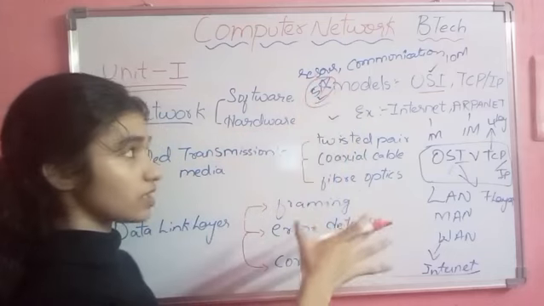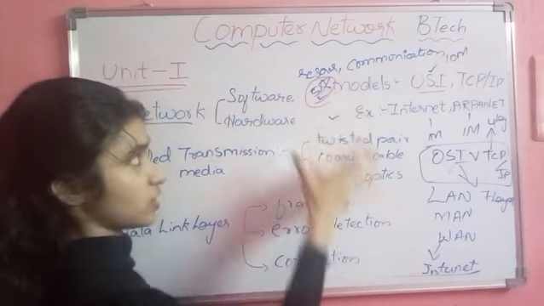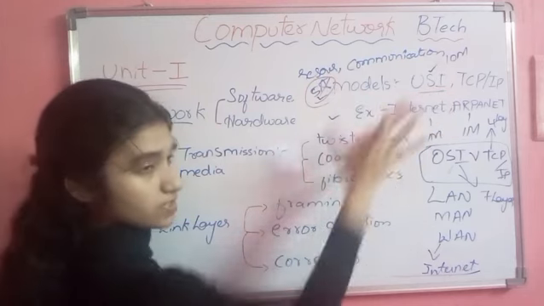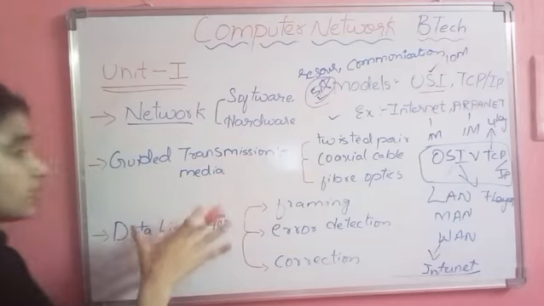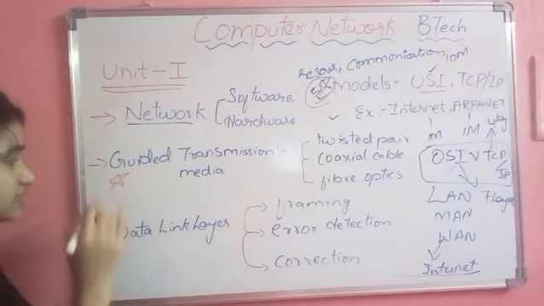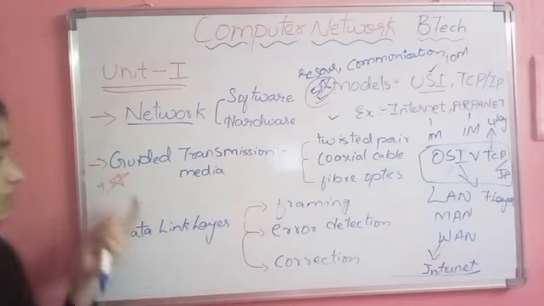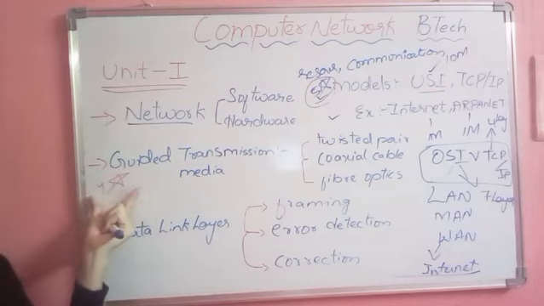5-star marking: whenever I'm going to start preparation for computer network, I'll go first. I'll start with this first. Next, guided transmission media. This question has already been repeatedly asked in final exams. Okay, so I'll be giving 4 stars for this.